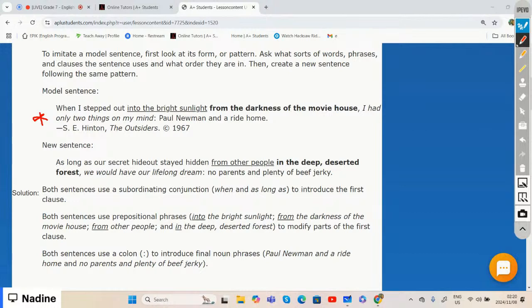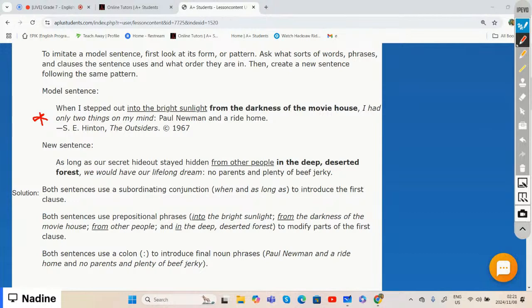And then we have a new sentence, and the new sentence that basically imitates the model sentence says, "As long as our secret hideout stayed hidden from other people in the deep deserted forest, we would have our lifelong dream: no parents and plenty of beef jerky." All right.